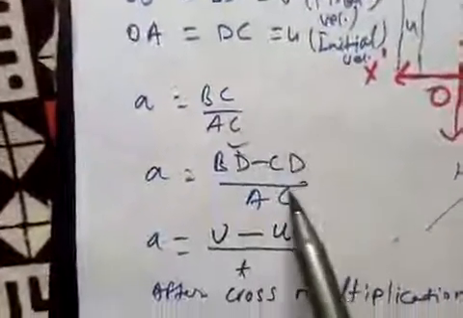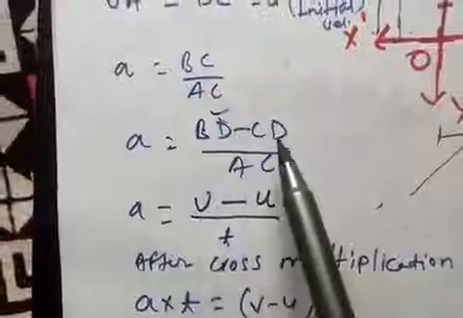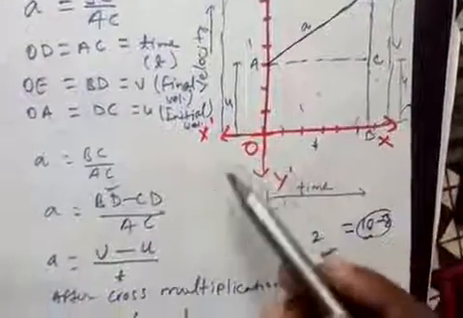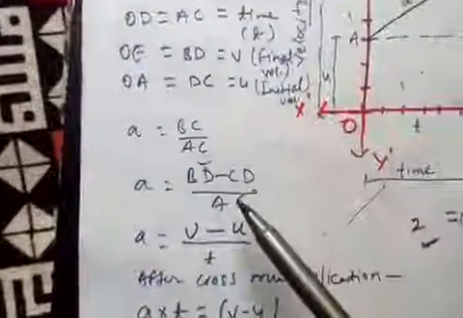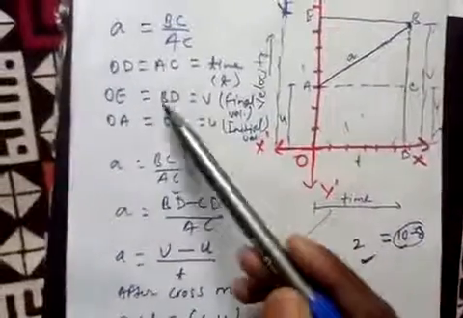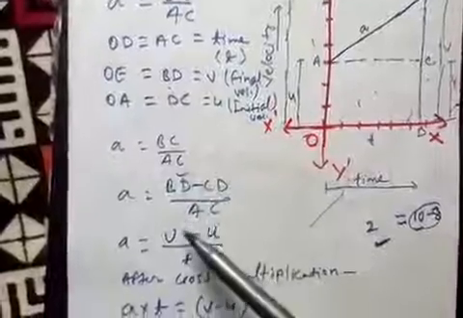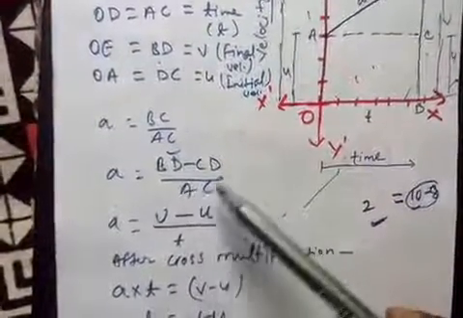So we have written here a is equal to BC by AC, and in the next equation a is equal to BD minus CD by AC. Now conclude the information from the graph. Write the symbols for which they stand in the graph. BD is equal to OE, equal to v for final velocity. So BD is equal to v. So we have to write v in the place of BD.